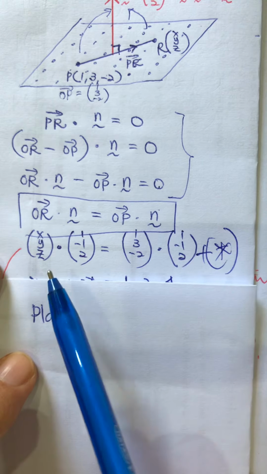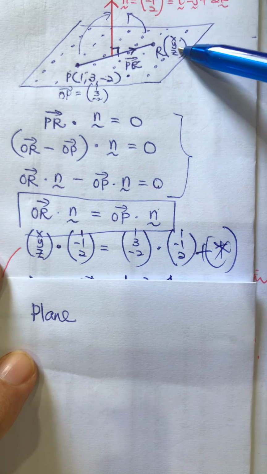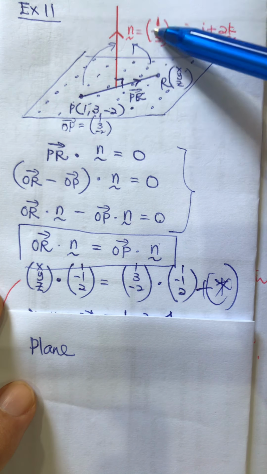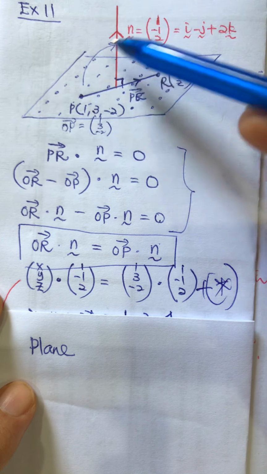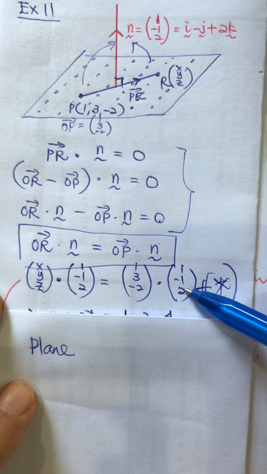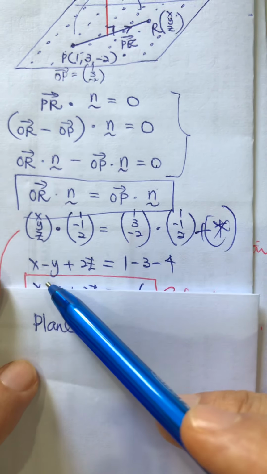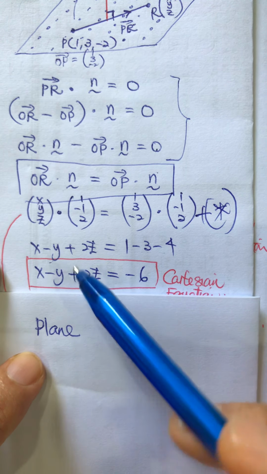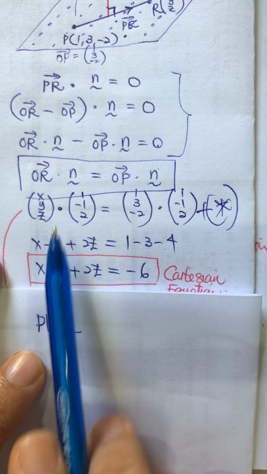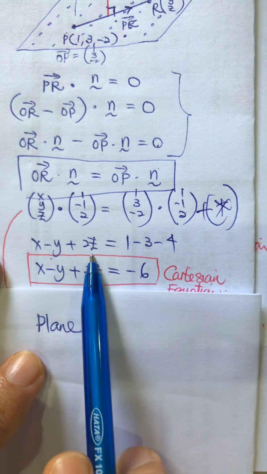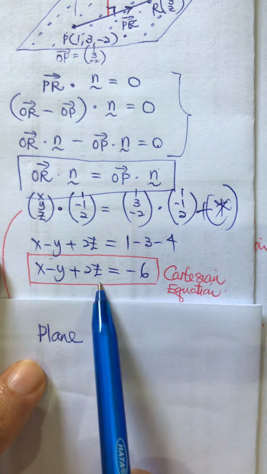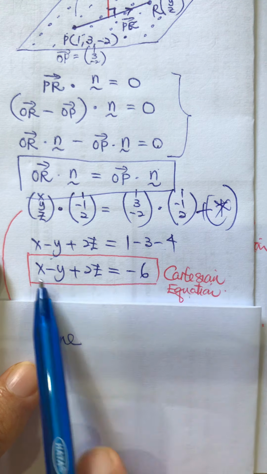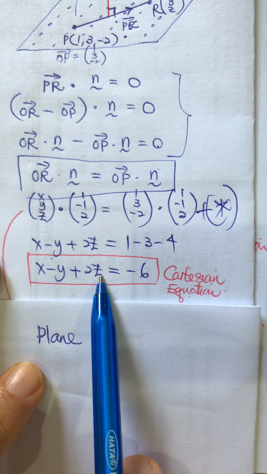Okay, so you have (x, y, z) dot with N equal to OP dot with N. Correct? You see, I dot. So after you dot, you will get this. You see, after you dot, you get x minus y plus 2z equal to -6. So this is called the Cartesian equation. In x, y, z, it is called the Cartesian equation.